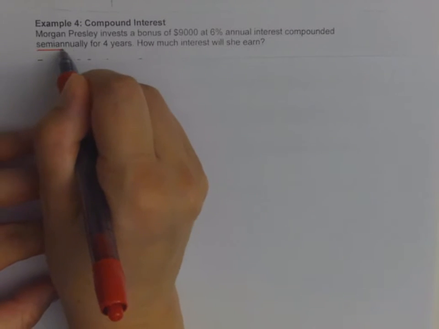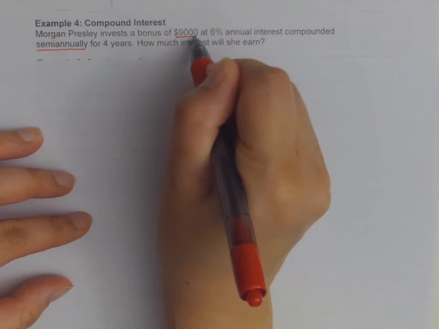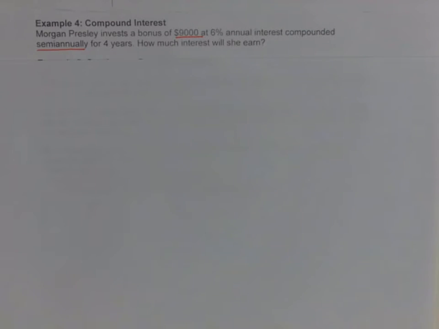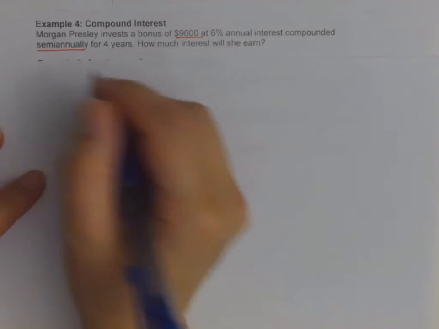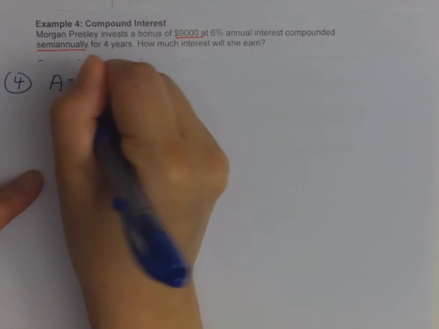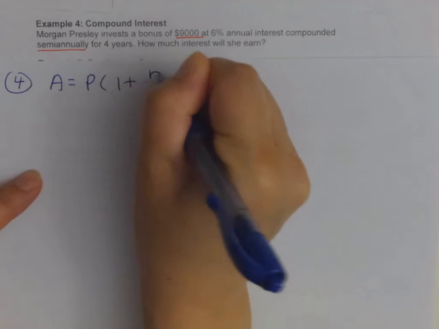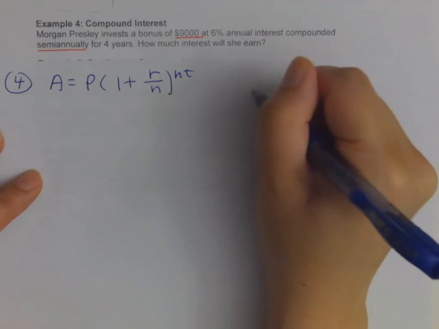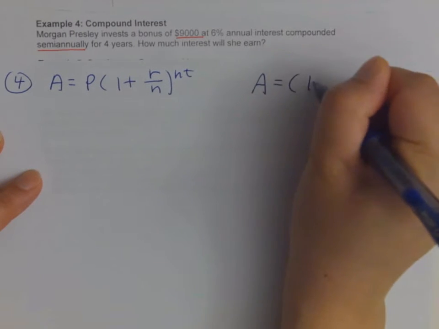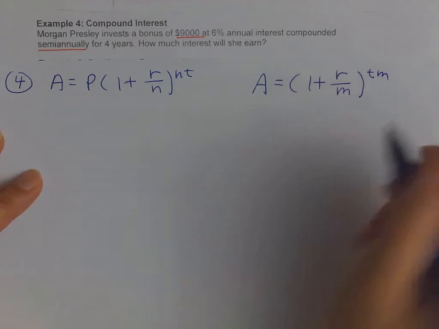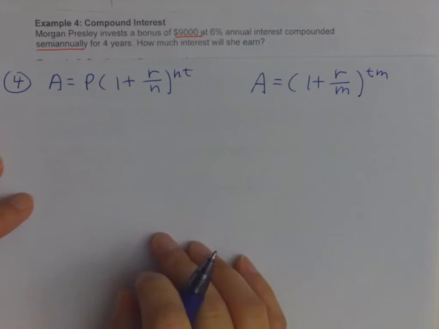This is semi-annually, and she only has one big amount of money, so there are no periodic deposits or payments. For that type, we use the regular compound several times a year formula, right? It's going to be A equals P times (1 plus r over n) to the nt. That's the formula I use. Your book has 1 plus r over m to the tm, which is kind of weird, so either way, whatever you like.